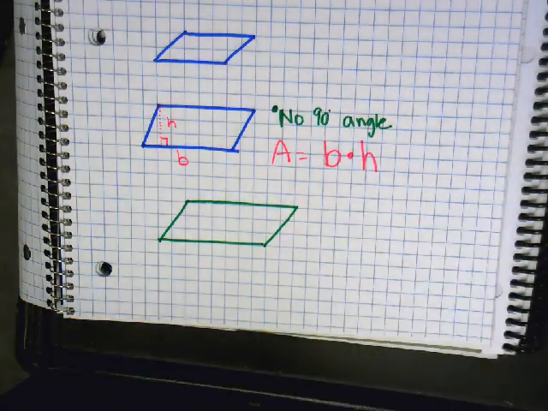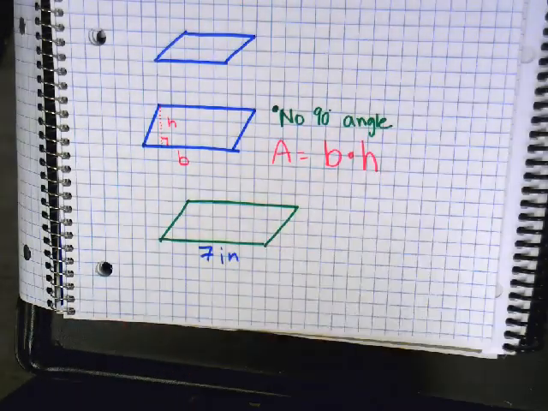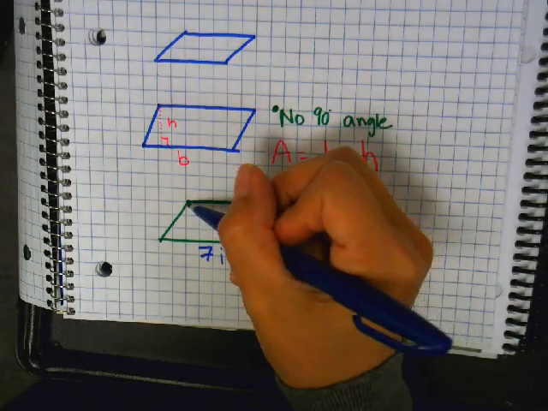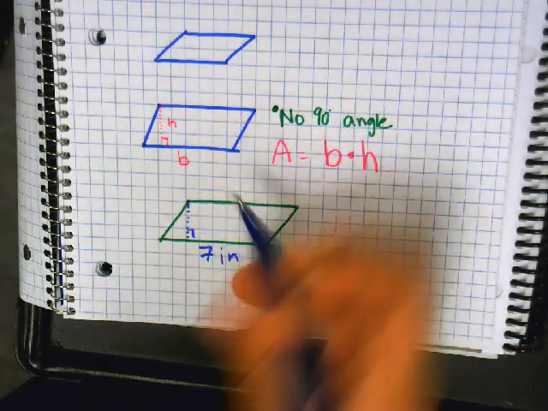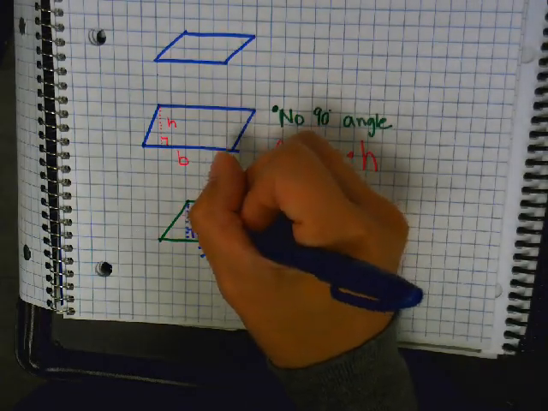Quick, give me a number. 7. Wow, 7. Quick, give me a number. 18. Does that look like 18 inches compared to this one? 6? Okay, we'll go with 6. 6 and 7. Yes.